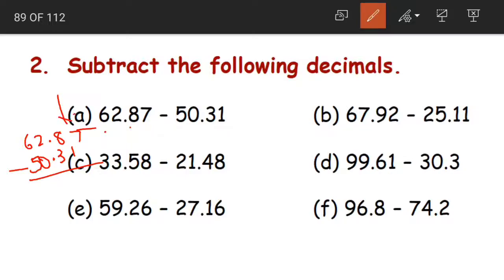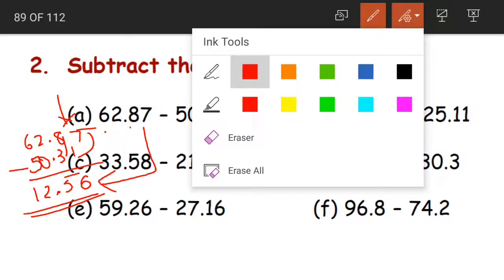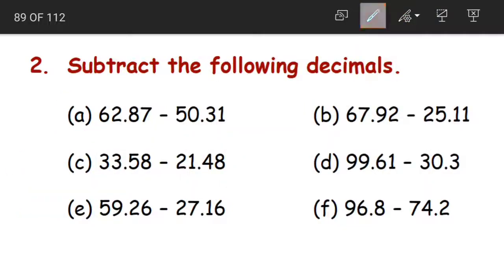Yes, starting from the 100th place, 7 minus 1, 6, 8 minus 3, 5, then the decimal point, 2 minus 0, 2, 6 minus 5, 1. 12.56 is the difference of the given decimals. Is this clear, children? And again, I hope you can solve the remaining questions.